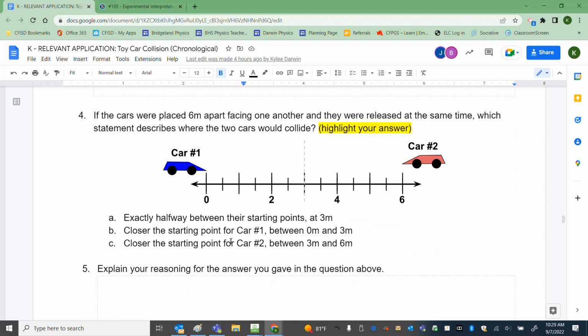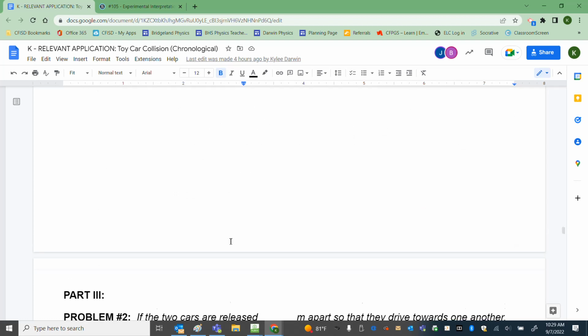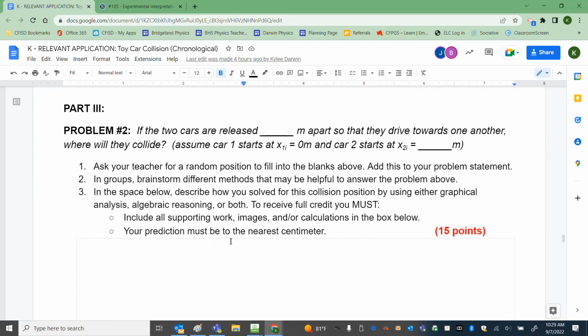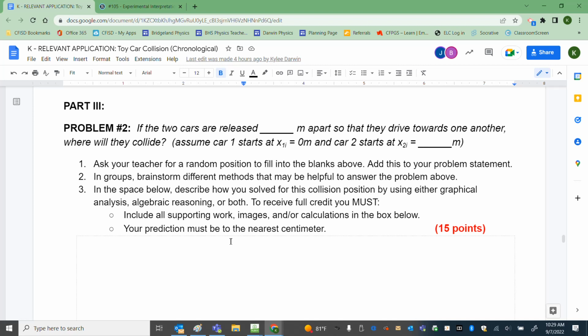So you're going to be answering these. You're welcome to work together, but again, make sure that you are typing in your own document. Part 3, again, this is the main focus of this, being able to use that data to do something, in this case to make a prediction. It says, if the 2 cars are released blank meters apart so that they drive towards one another, where will they collide?